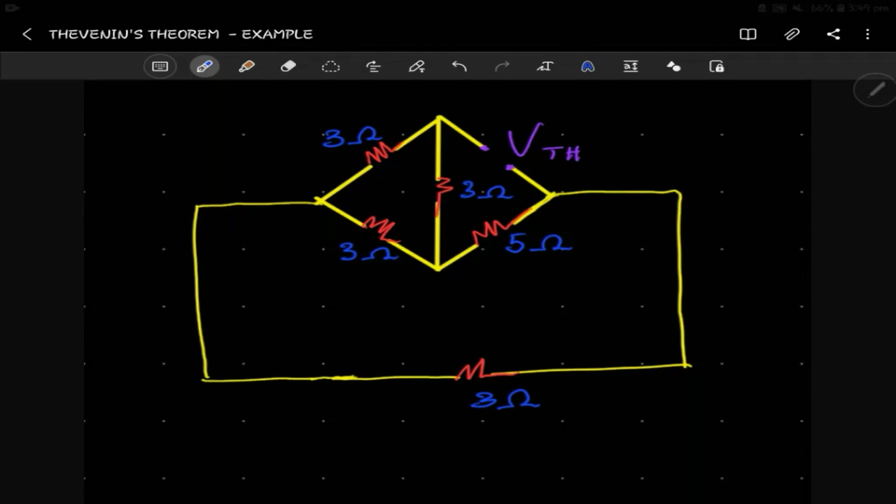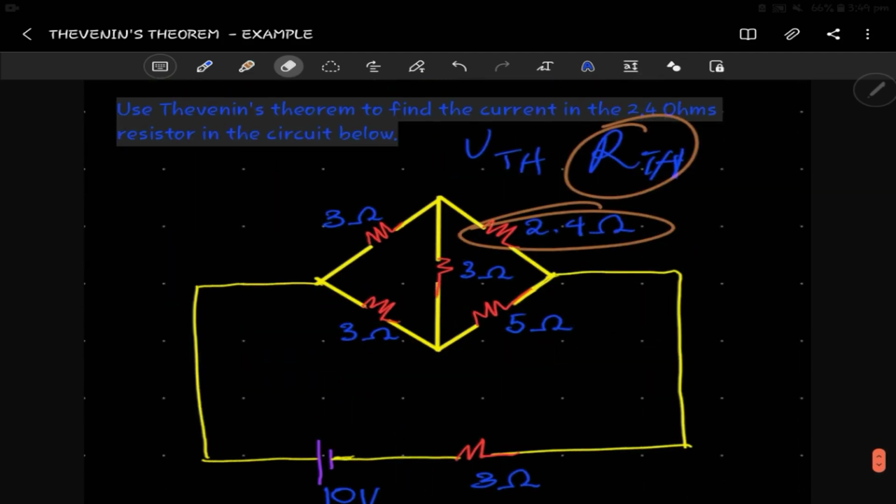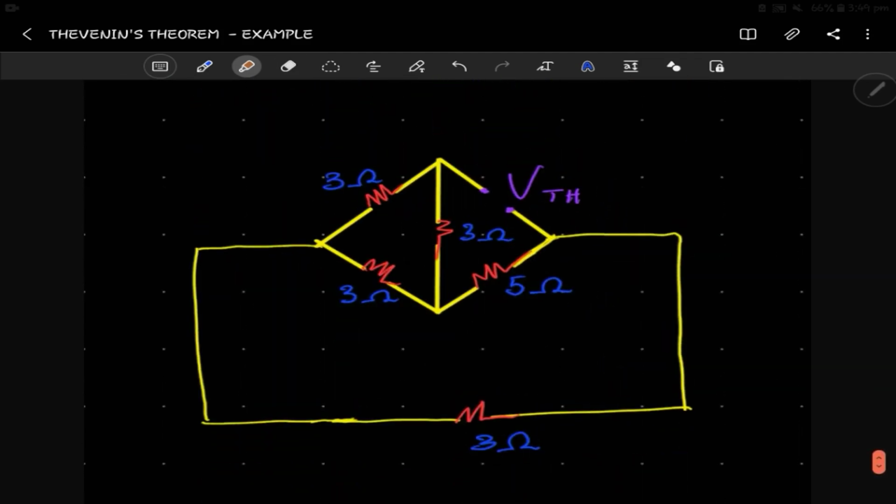So this here is the circuit we get when we remove the resistor of interest and place an open circuit there, with the Thevenin's voltage. We need RTH and VTH, but we are trying to find RTH first. So there's the process we are going through. We open circuit, and now we are trying to find the Thevenin's resistance.